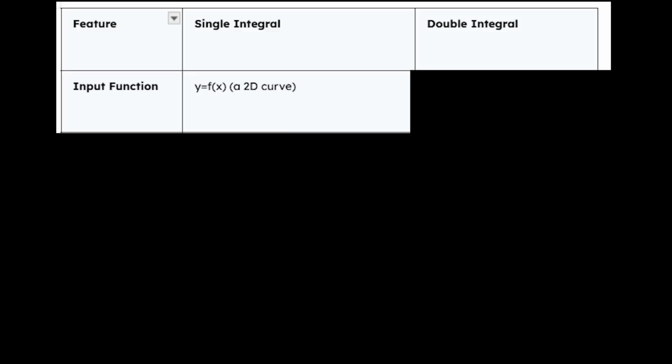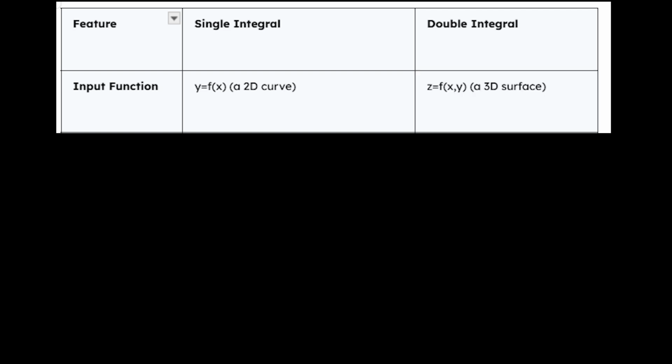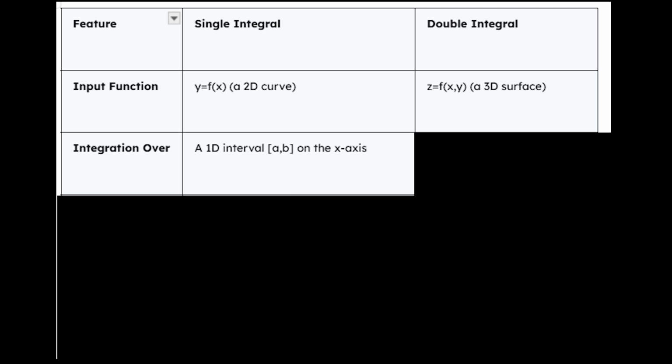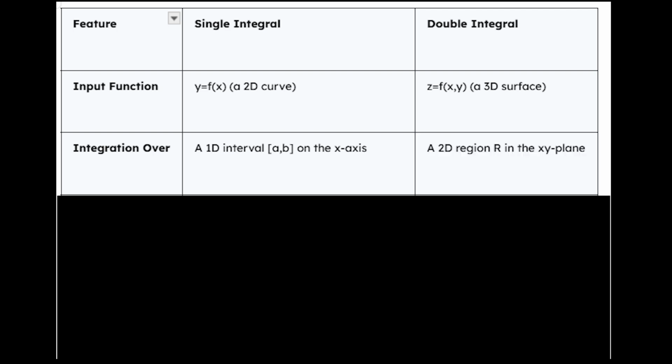Let's compare aspects of single and double integrals. For single integrals, your input function is going to be something like y equals f of x, a 2D curve. For double integrals, z equals f of x y, which will be a 3D surface. For single integrals, it will be integration over a 1D interval, a to b, on the x-axis. For double integrals, it will be integration over a 2D region, R, in the xy plane.